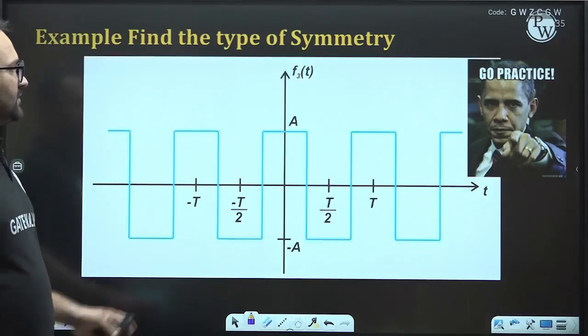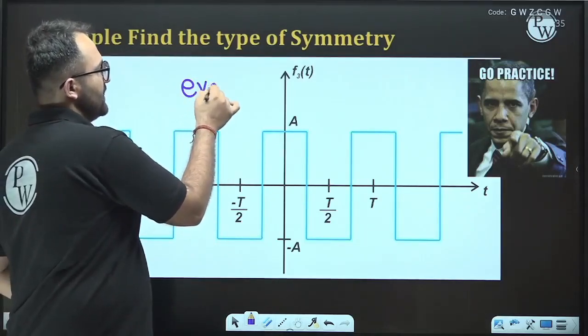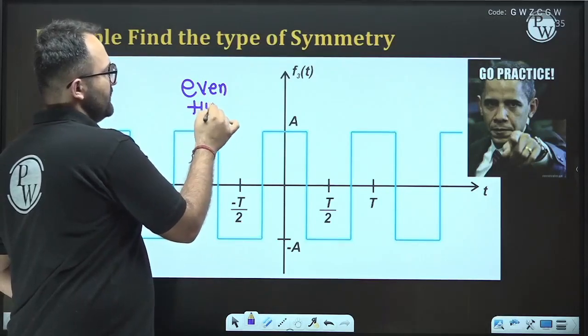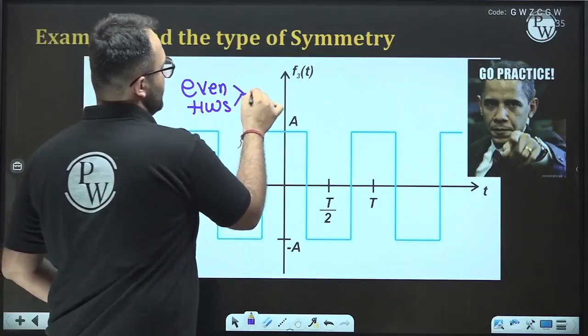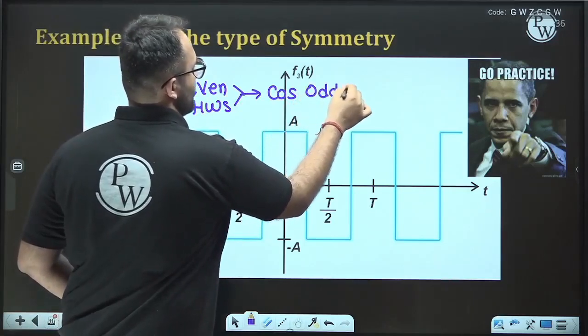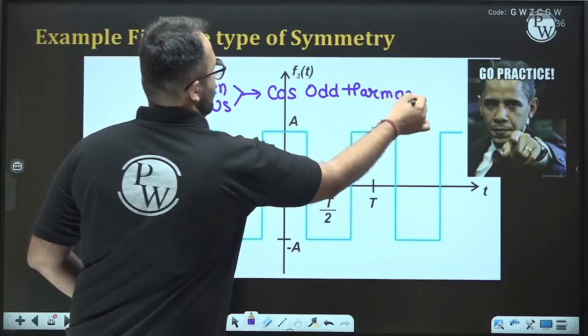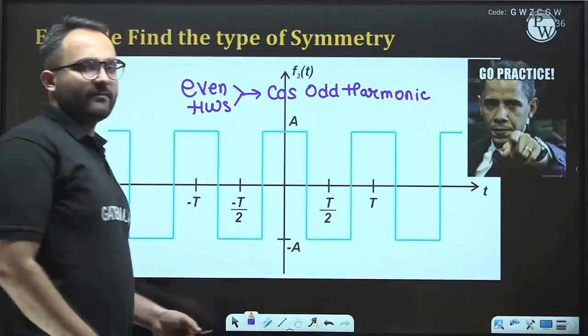Great. Next, this is very simple. Even and half-wave symmetry we have already done. So this signal will have only odd harmonics of cos.